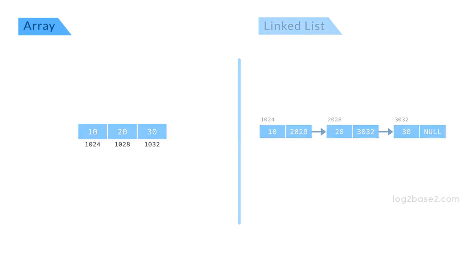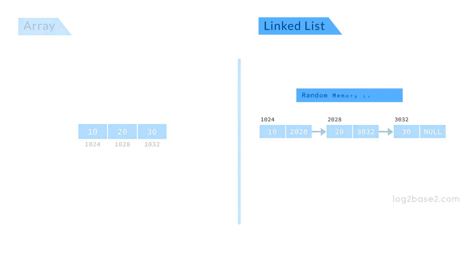Now let us focus on the memory locations where the elements are stored. In an array, we can see that the elements are stored in contiguous memory locations. See 1024, then 1028, then 1032 like that. But is that so with a linked list? No. The linked list elements are stored in random memory locations which are linked together using pointers. See, we have 1024, then we have 2028, then we have 3032. But each node has a pointer pointing to the next node.